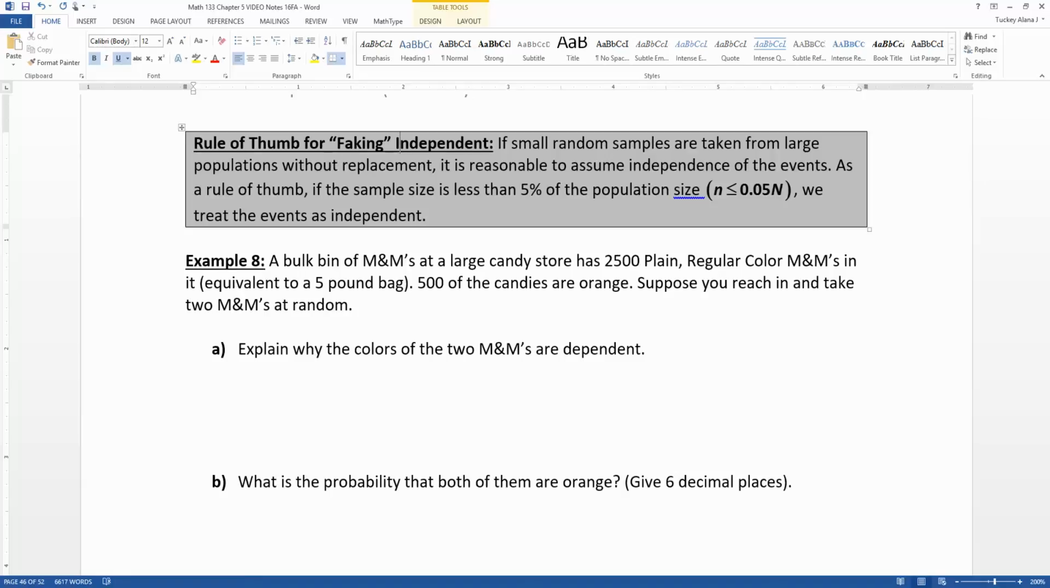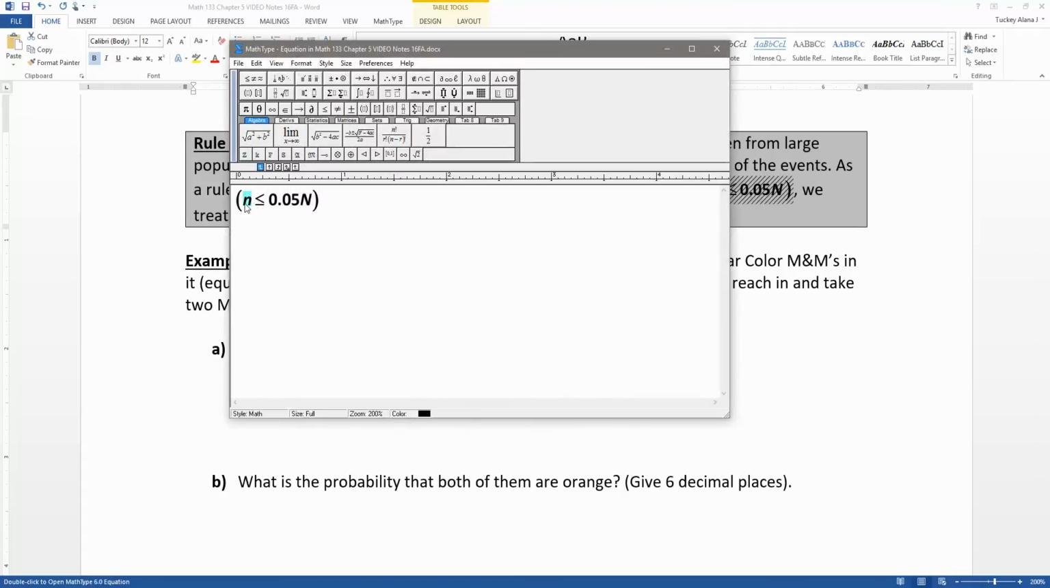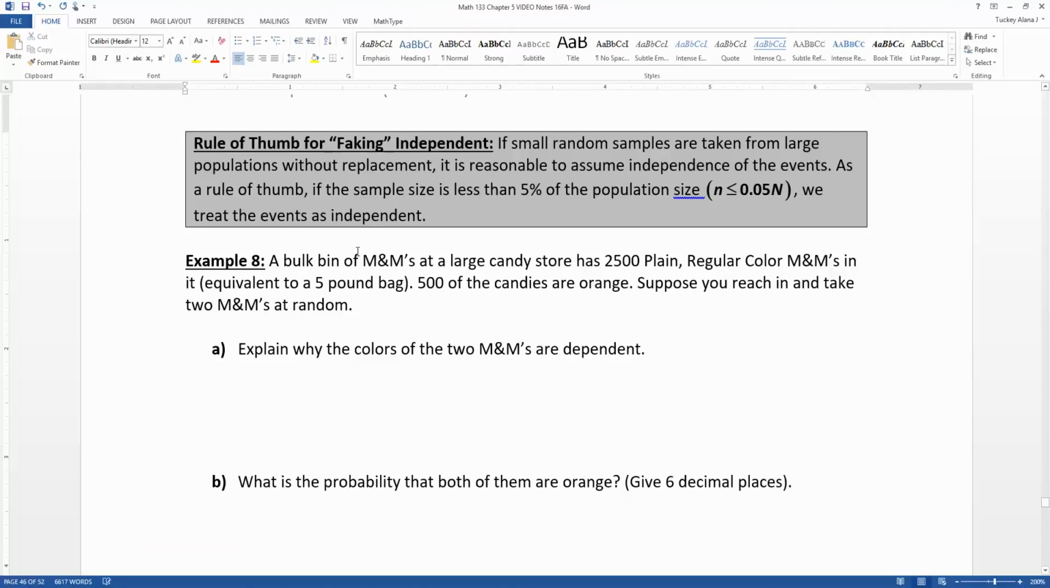As a rule of thumb, if the sample size is less than 5% of the population size, and the way we notate that is little n, which is the sample size, is less than or equal to 0.05 capital N, being the population size, whatever that may be, we can treat the events as independent. This idea, especially the little n less than or equal to 0.05 capital N, is going to show up a lot in chapters 8, 9, and 10, and beyond. So we need to understand what's happening here.